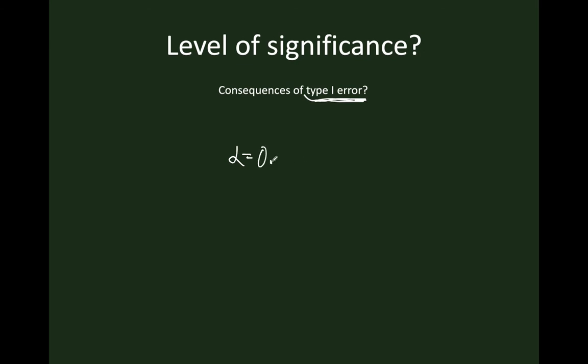Traditionally, a common alpha is 5%. This comes from Ronald Fisher and his idea of how rare and unusual data needs to be in order to conclude that it's statistically significant.